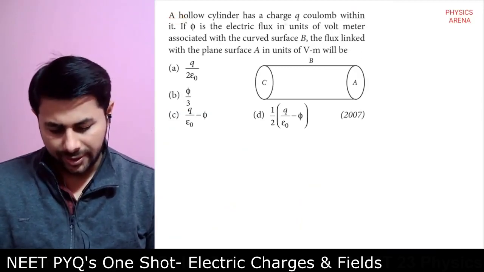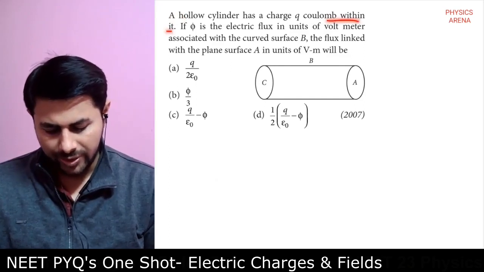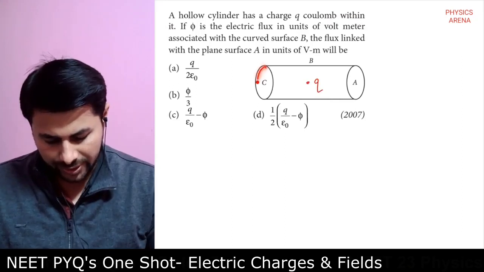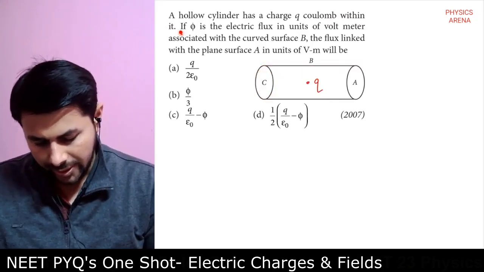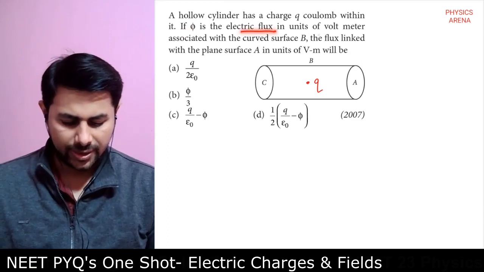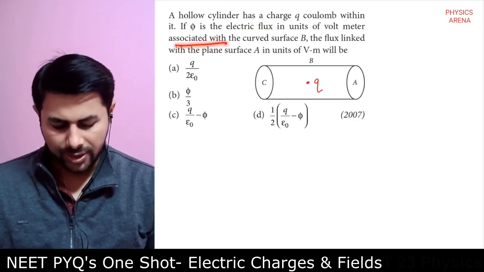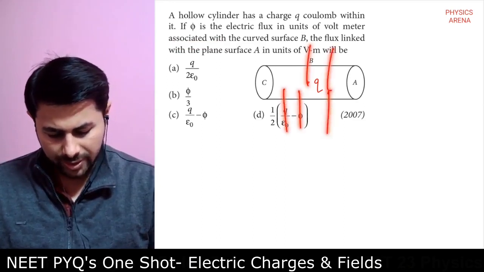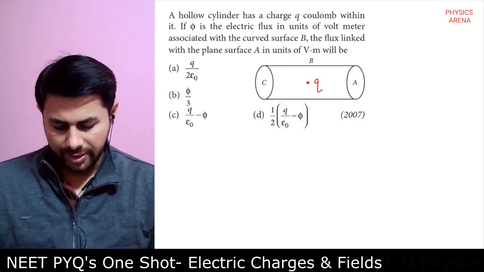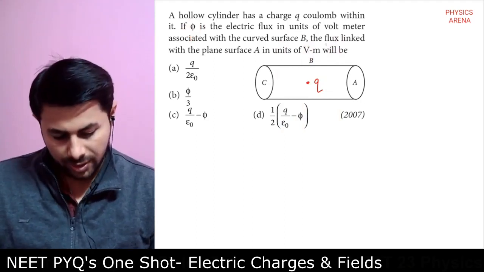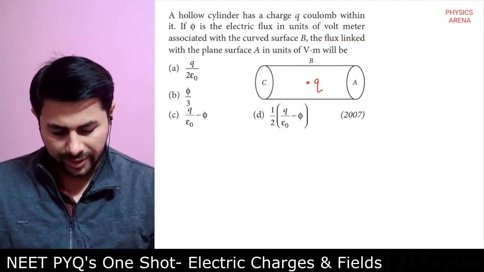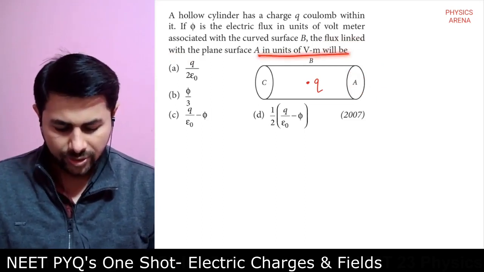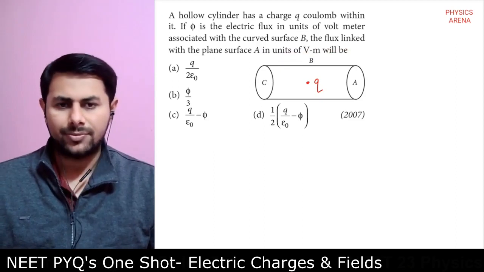A hollow cylinder has a charge q coulomb within it. So there is a charge of q coulomb within this hollow cylinder. Then if phi is the electric flux in units of voltmeter associated with curved surface B, so the flux coming out of the closed surface B is phi. This is given. We want to find out the flux linked with plane surface A in units of voltmeter.